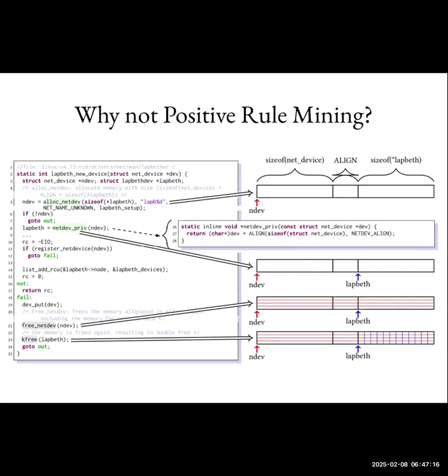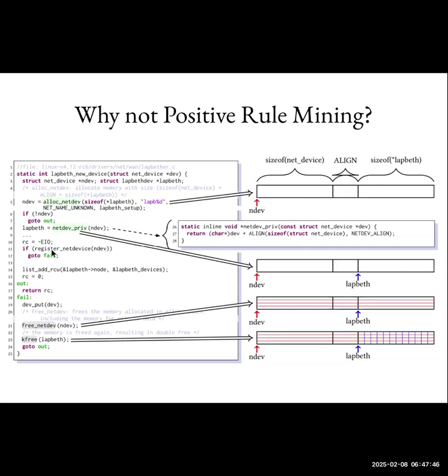Why are we discussing so much about negative rule mining? The authors introduce a real-world example from the Linux kernel to show how their method works. The function lbs_new_device is used to create a network device. It calls the function alloc_netdev to allocate memory for the device. And the function netdev_priv retrieves the private data associated with this network device.